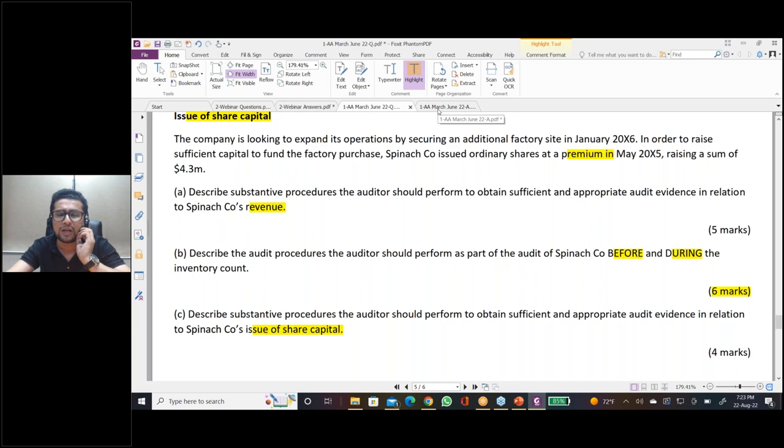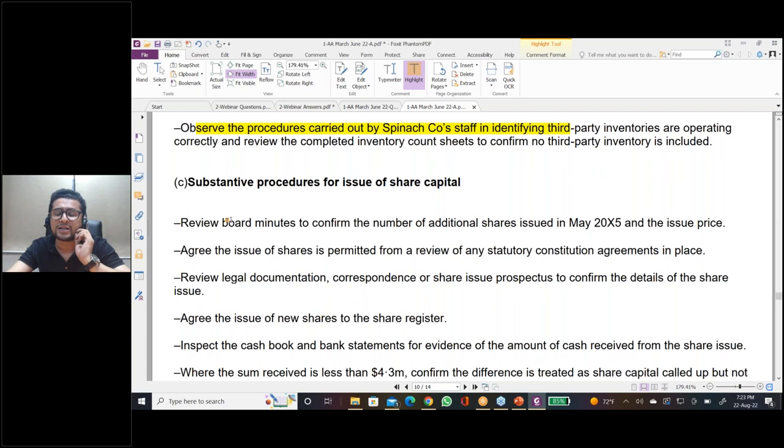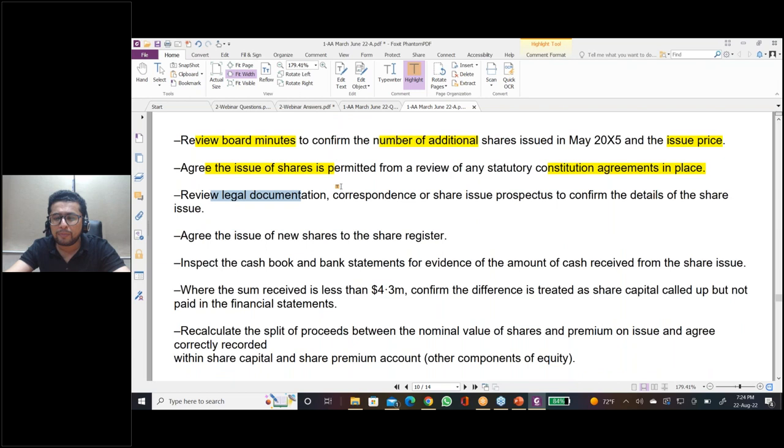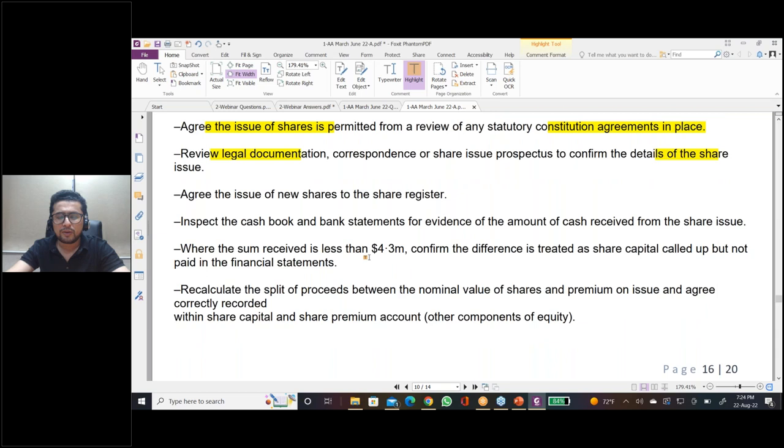Well, we can review the board minutes in order to confirm whether the additional share issue was agreed and the price was appropriate. So review the board minutes. Why? In order to confirm the number of shares and the price. Most importantly, agree the issue of shares in accordance with the company's constitution. Review the legal documentation in order to identify the details of the share issue. Inspect the bank statement and cash book in order to verify whether the same amount has been received.